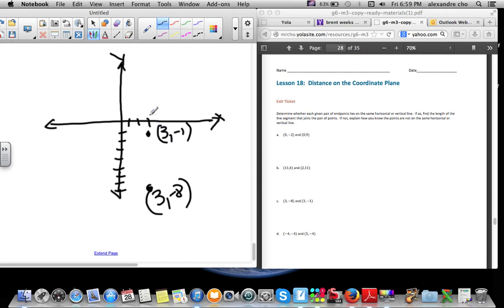What coordinate do they share? They share the 3 together, the x coordinate. So they share the same vertical line. How far away are they from each other? That's very easy. One's a -1, the other one's a -8, so it should be the distance of 7 from each other. All you gotta do is count from one dot to another dot.